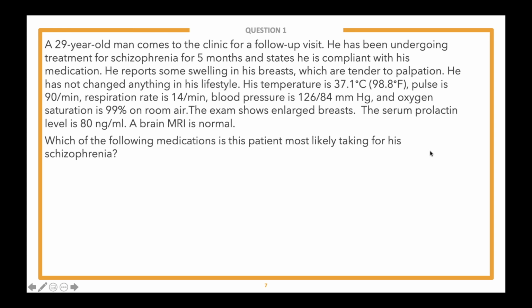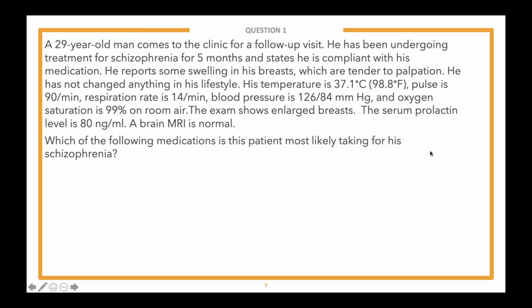A 29-year-old man comes to the clinic for a follow-up visit. He has been undergoing treatment for schizophrenia for 5 months and states that he is compliant with his medication. He reports some swelling in his breasts, which are tender to palpation. He has not changed anything in his lifestyle. His temperature is 37.1 Celsius or 98.8 Fahrenheit. Pulse is 90 per minute. Respiration rate is 14. Blood pressure is 126/84. And oxygen saturation is 99% on room air.